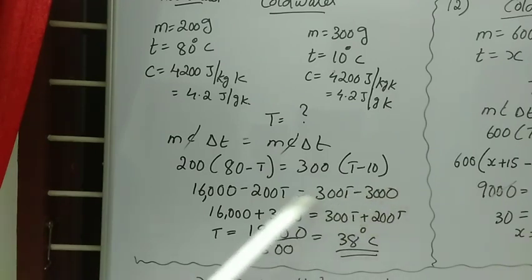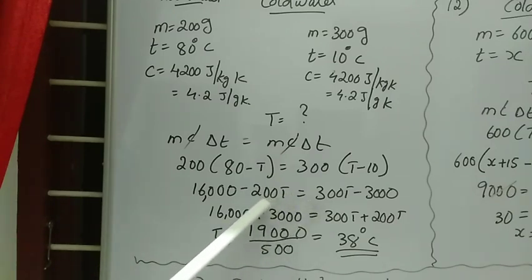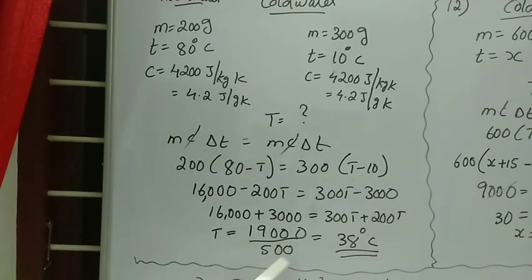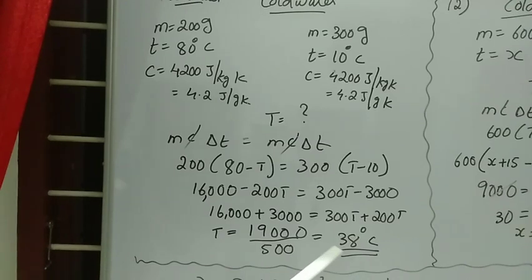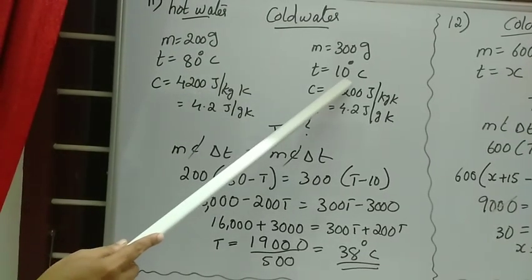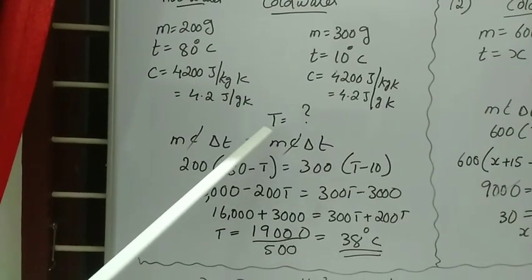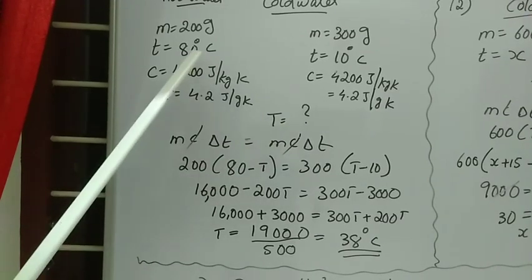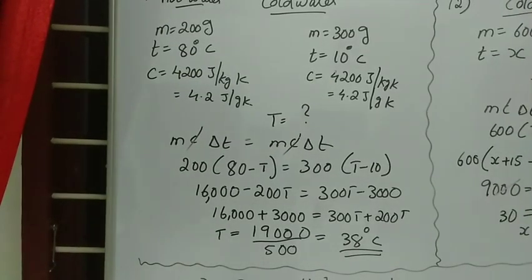Now negative 3,000 goes to the left-hand side and becomes positive, and negative 200 T goes to the right-hand side and also becomes positive. Now 16,000 plus 3,000, that is 19,000, is equal to 500 T. So T is equal to 19,000 by 500. You will get the final temperature as 38 degrees Celsius. That means hot water is 80, cold water is 10, so we got the final temperature 38. 38 is between 80 and 10 degrees Celsius.